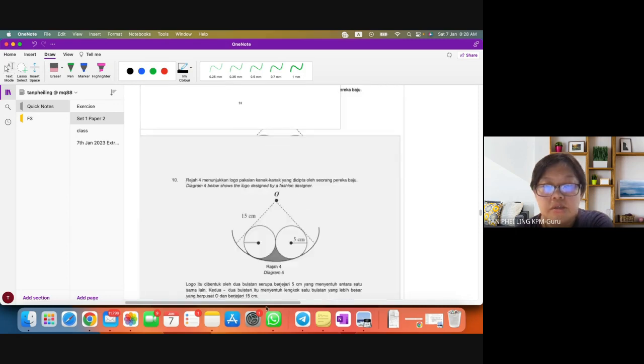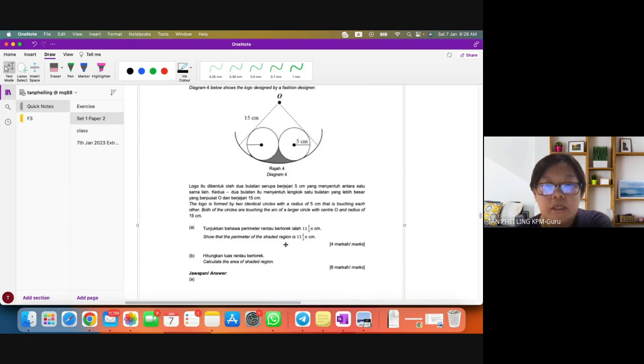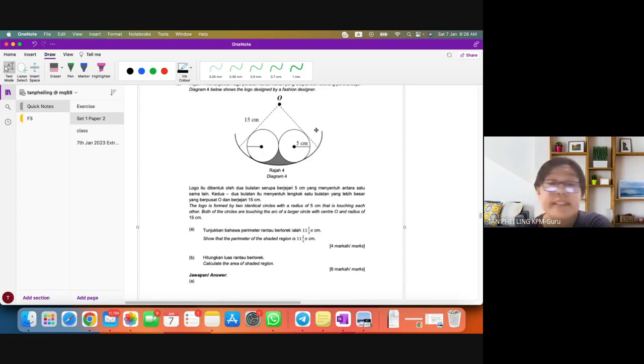Okay. So for this question, it is a logo designed by a fashion designer. This logo is formed by two identical circles with a radius of 5. It's given here that they are touching each other. Both the circles are touching the arc of a larger circle with center O and the radius of 15. Now they ask you to show that the perimeter of the shaded region is 11 and 2/3.